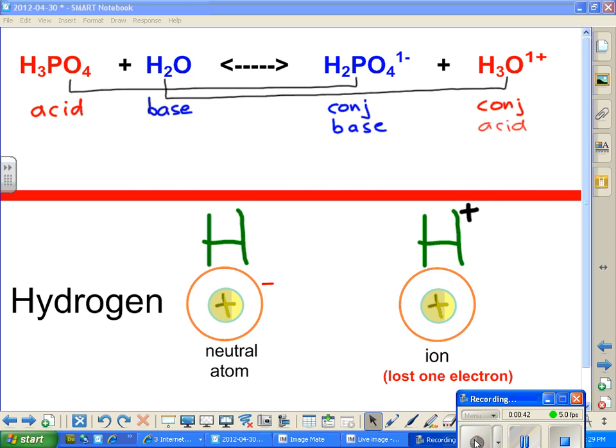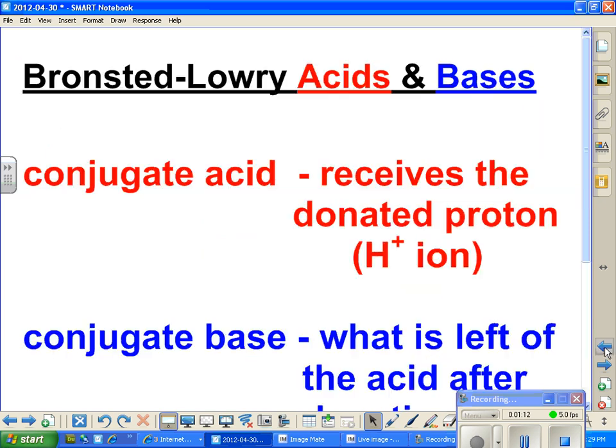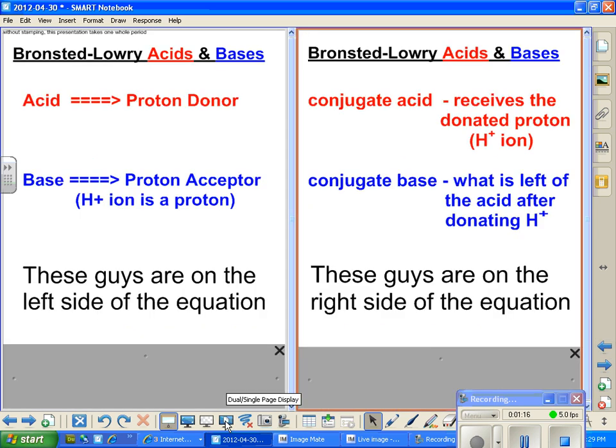Okay, this page, don't bother to copy unless you want to as you're watching the video. I'm not having the class do it, but I just wanted to give you a typical conjugate acid-base experience here. So if you look up here, you're seeing the actual acid. Remember, the acid is always going to be on the left side. Let's go back here to these definitions, though, and let's do a split screen, and let's compare these guys.